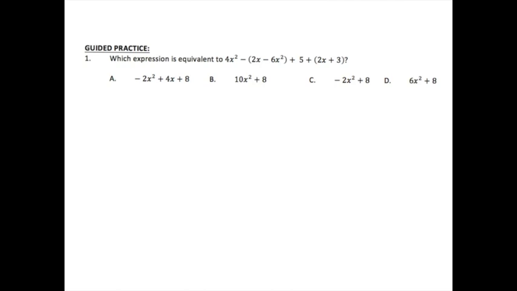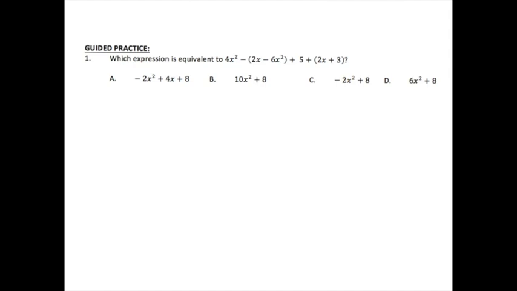We are going to start with our first problem. It says, which expression is equivalent to 4x to the second power minus 2x minus 6x to the second power plus 5 plus 2x plus 3. The first thing we want to notice is that every single one of my answers is in simplified form, so the only thing I need to do is simplify my expression.